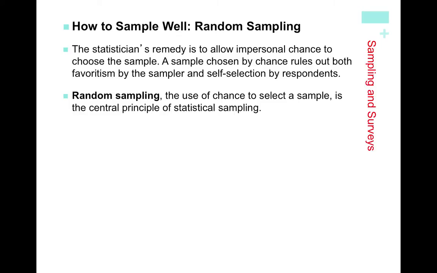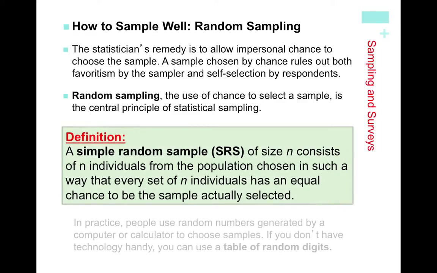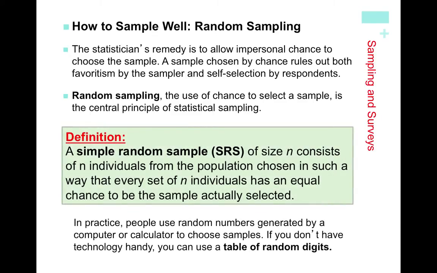You can also use that for a population that would consist of maybe even animals or things. So the resulting sample would then be called a simple random sample. Okay. It consists of n individuals from the population chosen in such a way that every set of n individuals has an equal chance to be the one actually selected.